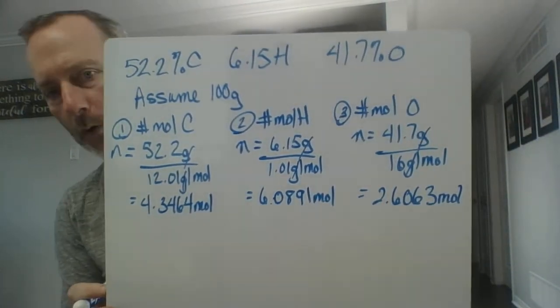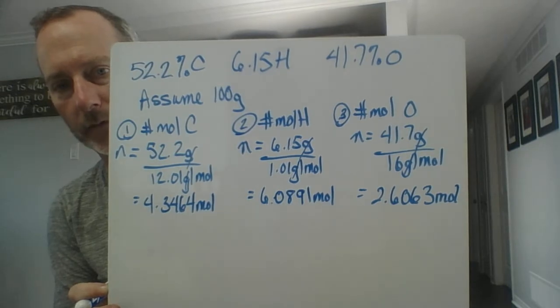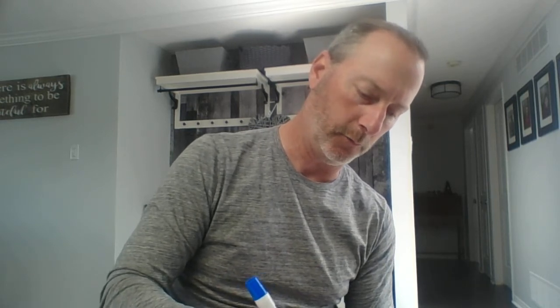All right. Now I've got the number of moles of each one of my atoms. Okay, so step 4, I'm going to put them into a ratio. Step 4, ratio of carbon to hydrogen to oxygen is 4.3464 to 6.0891 to 2.6063.